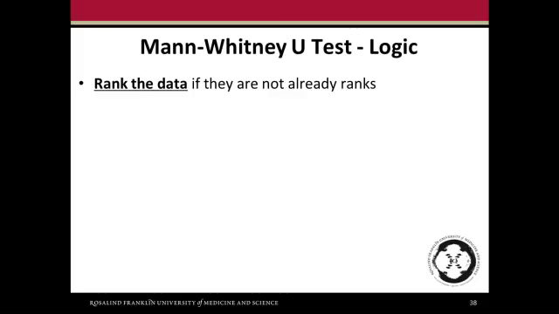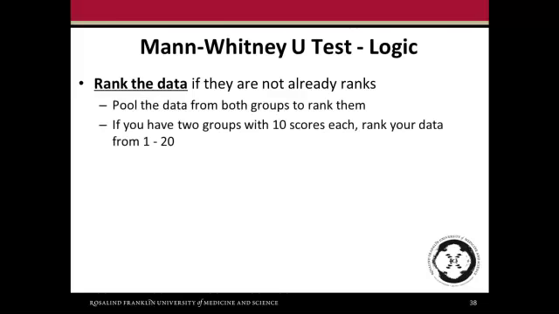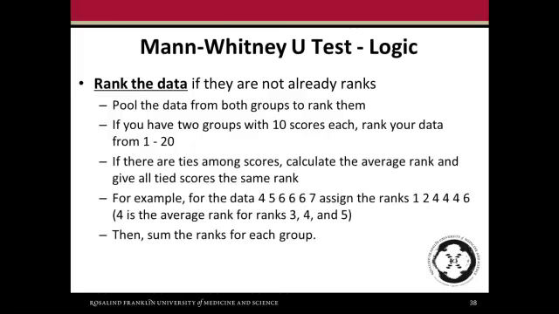So when we're doing this, we need to rank all the data if they're not ranked already. And to do this, we need to pool the data from both groups. For instance, if you had two groups with 10 scores each, you would rank your data from 1 to 20. If there's ties, you calculate the average rank and then give all of those tied scores the same rank. Here's a quick example with 6 numbers. If the data was 4, 5, 6, 6, 6, 7, then the ranks would be, again, from lowest to largest, 1, 2, 4, 4, 4, 6, because 4 is the average rank for 3, 4, and 5.